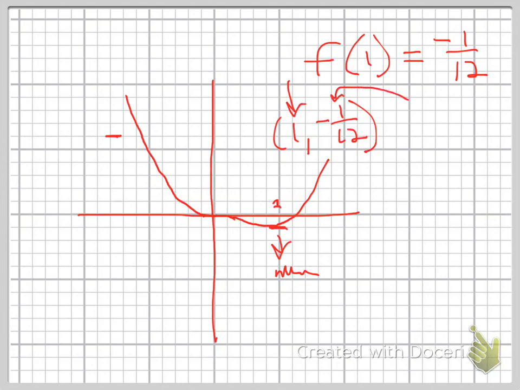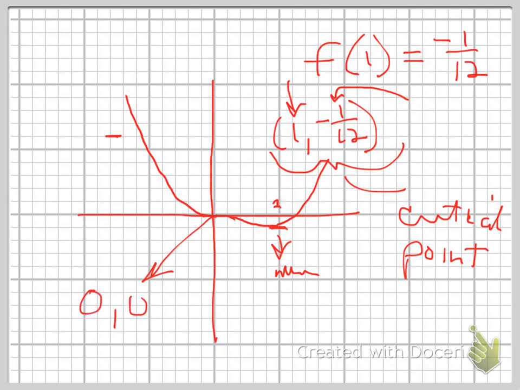This is the y value, so that means this whole thing is called a critical point. Okay, that's your critical point. Then here at (0, 0), you have a slope of 0 because of the inflection point, but this (0, 0) is your inflection point. Okay, let's speak about the concavity.